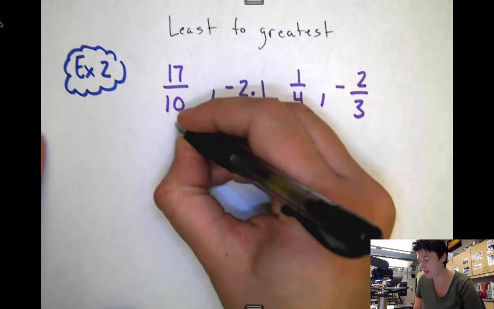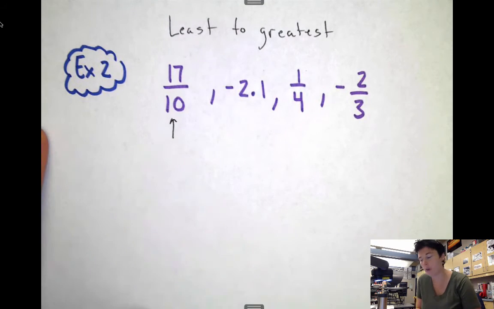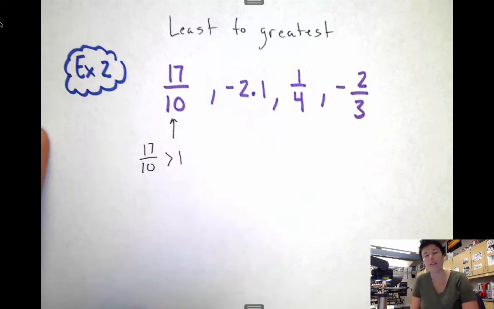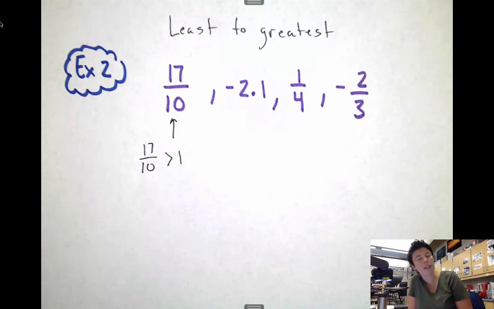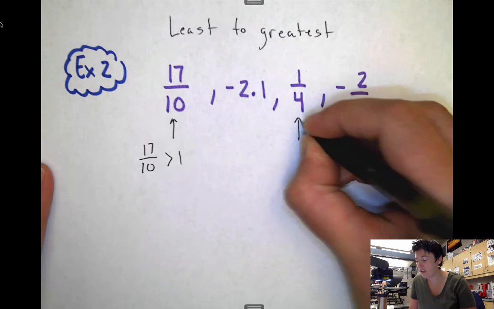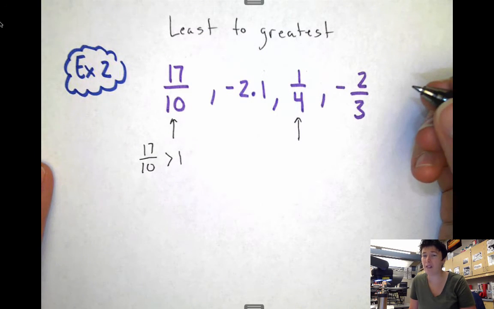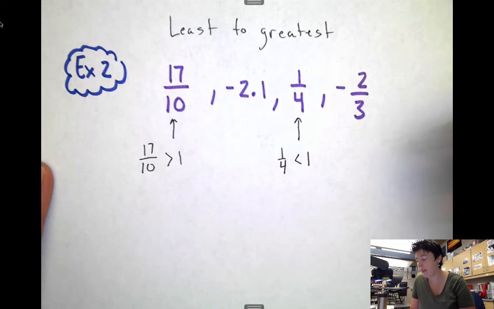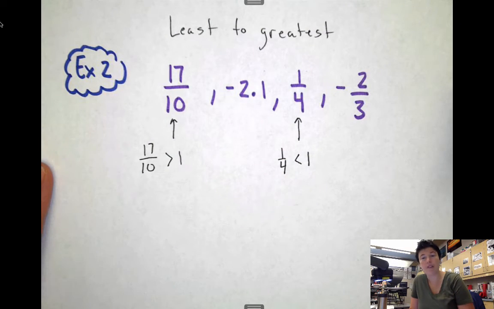First off, I'm going to notice that 17 tenths is a value that is greater than 1. 10 divides into 17 one time. It's like 1 point something as a decimal. So I know that the value of that fraction is bigger than 1. I also know that 1/4 is really close to 0. I know that it's less than 1. 1/4 is a value less than 1. So that's going to be helpful information.